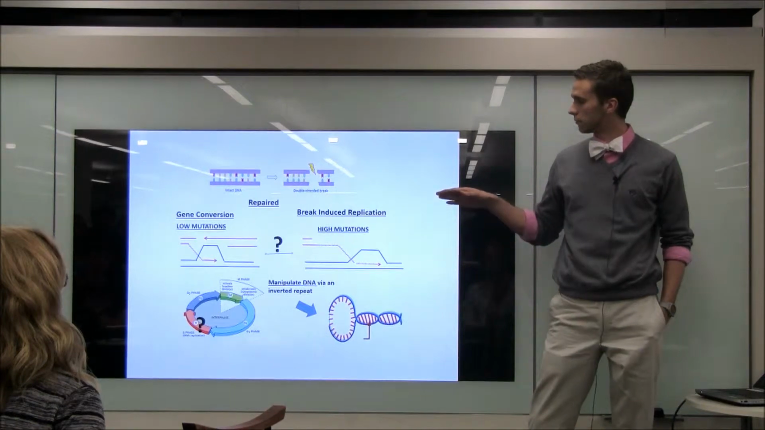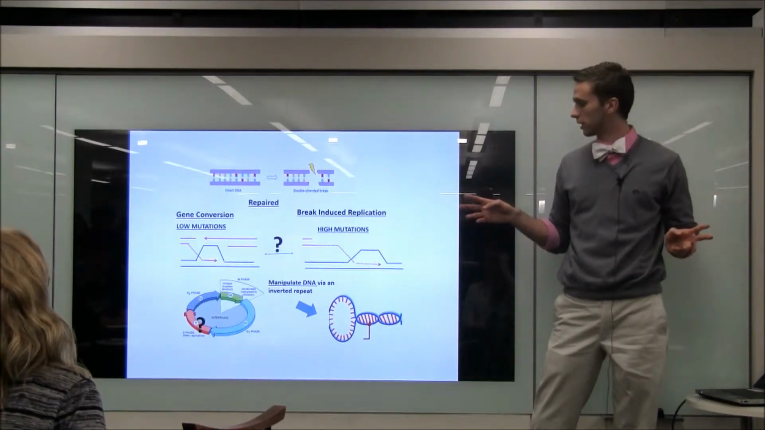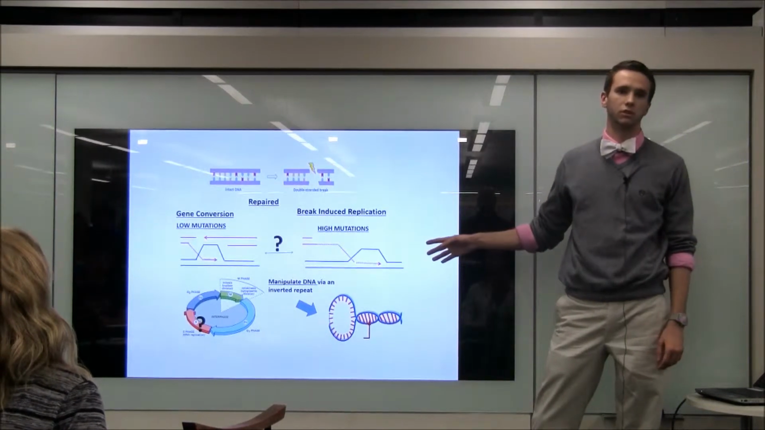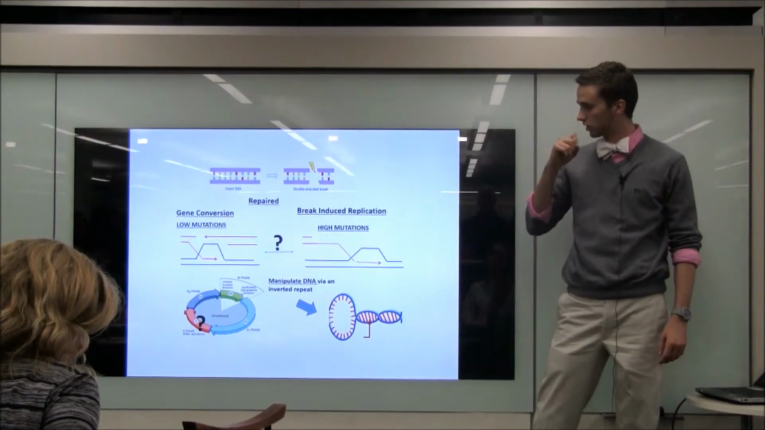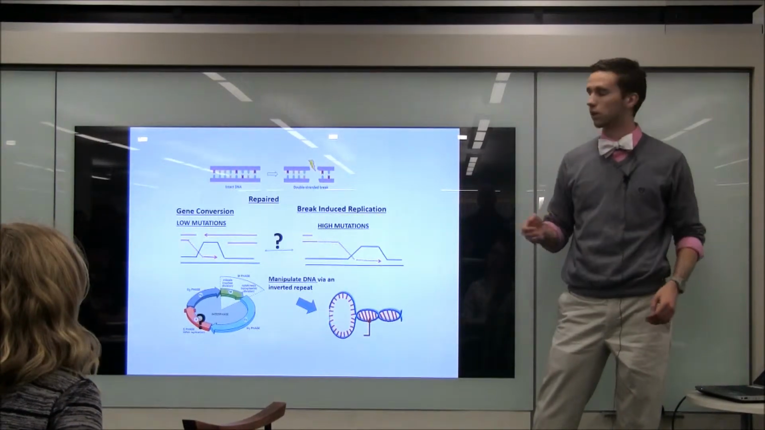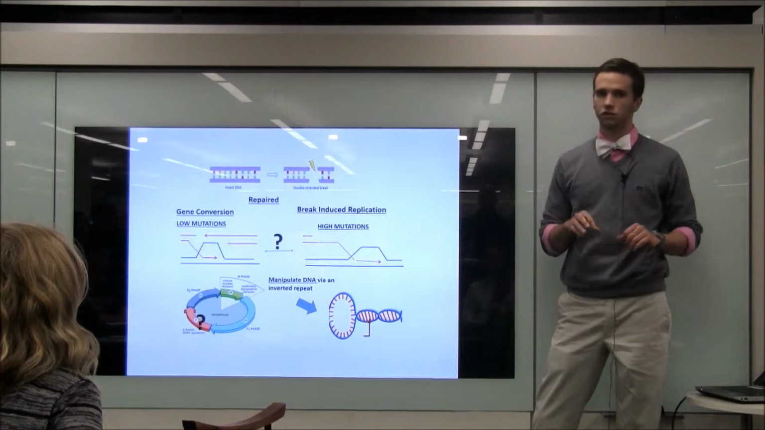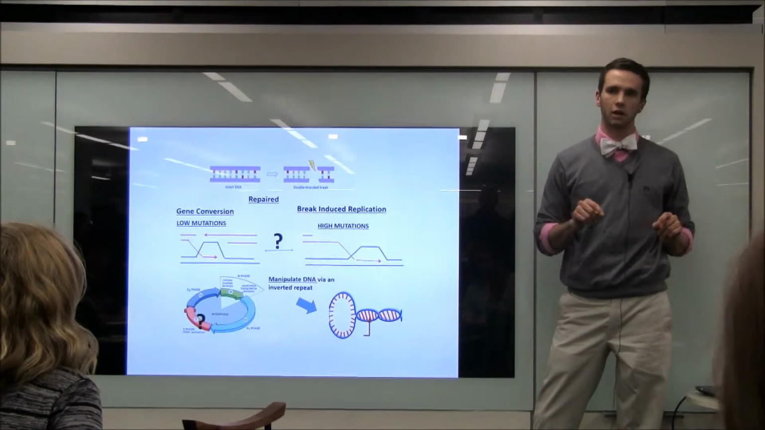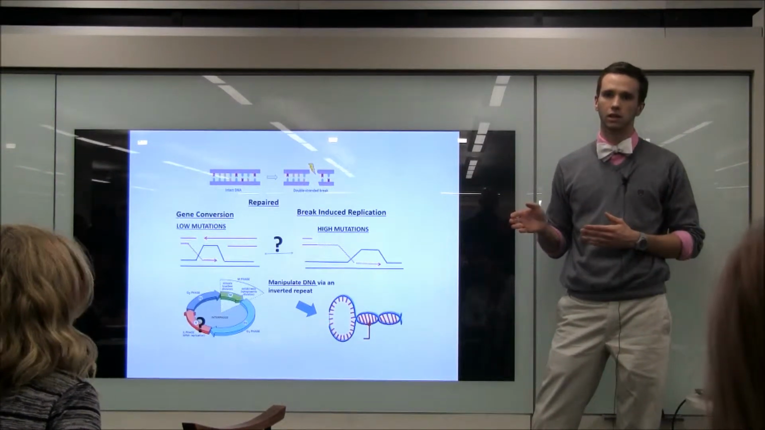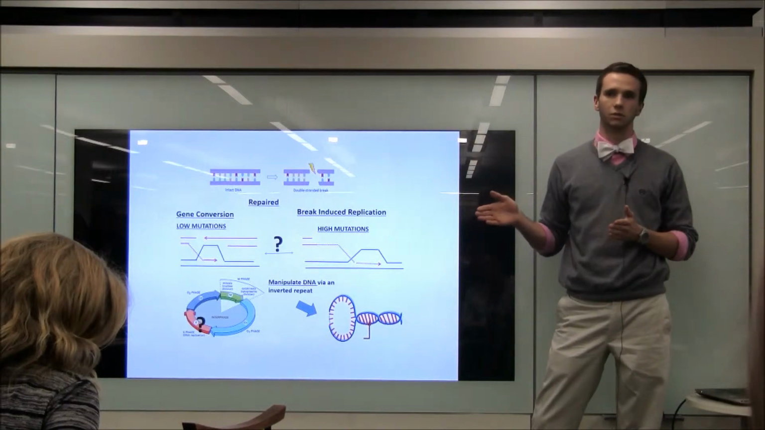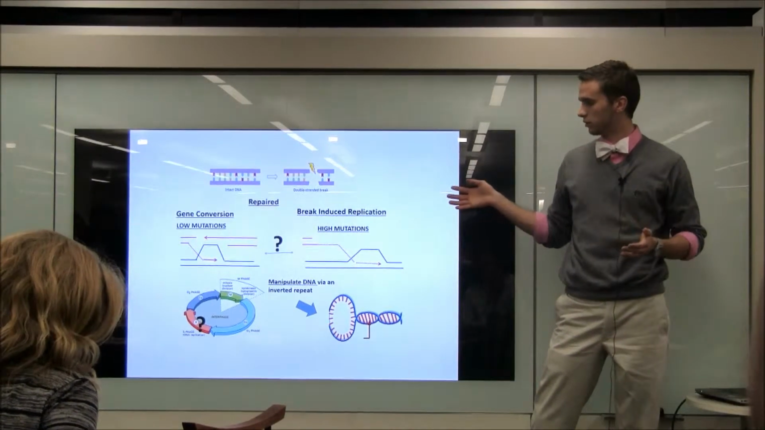A different pathway, quote-unquote, a bad or not good one, is what's called break-induced replication. Break-induced replication works by invading a homolog chromosome, and it doesn't just copy the part that's missing, it copies it all the way to the end. This can be almost the entire length of the chromosome, and this leads to high mutation rates.